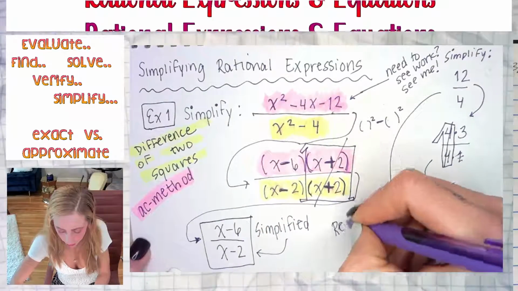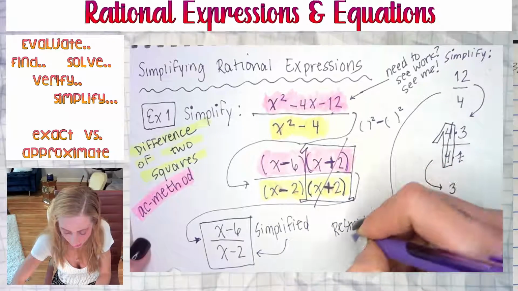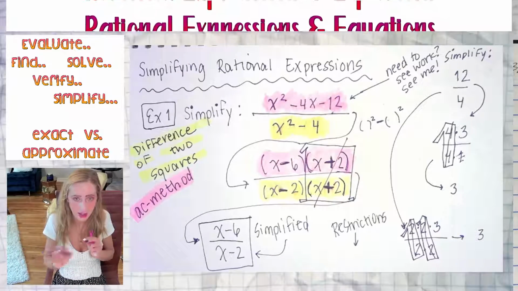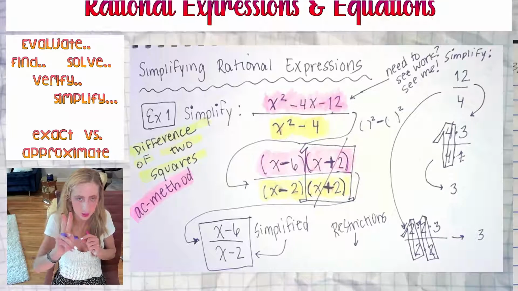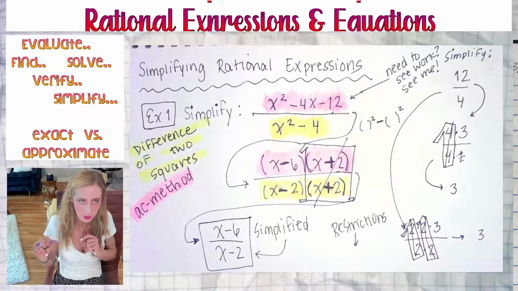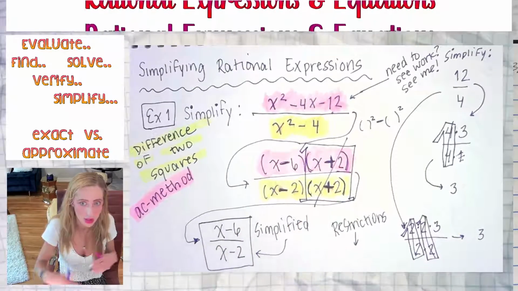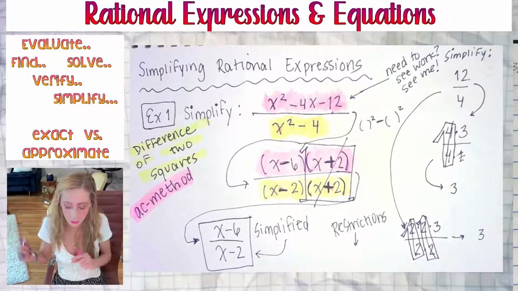We're going to write the word restrictions. Because we have an x, which is like a wild card. An x is a variable where it can vary and change. We need to write down 2 numbers in this example that x should not be allowed to be equal to. Because if we let x equal those things, my denominator will end up being equal to 0. And that's a crime in math. The denominator cannot equal 0.